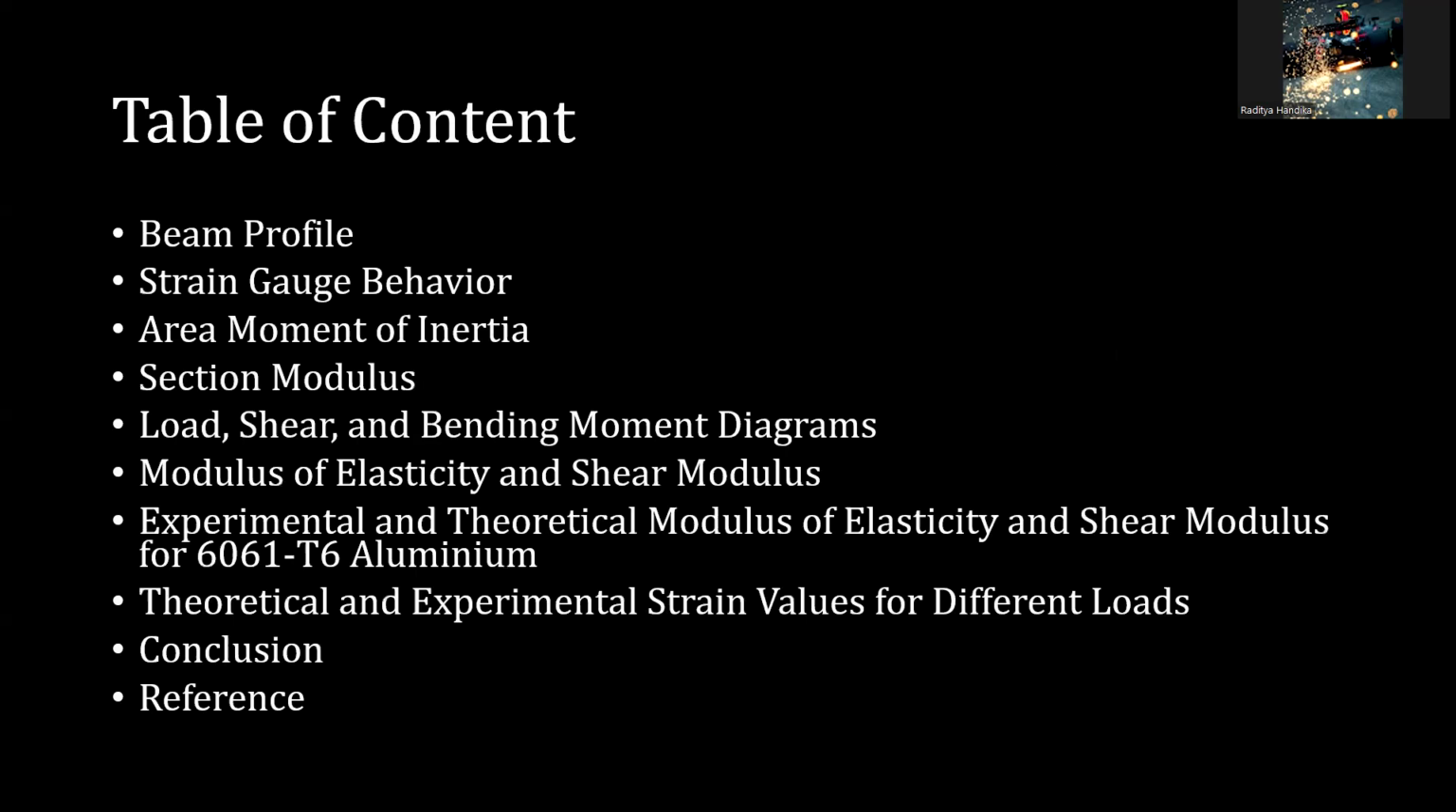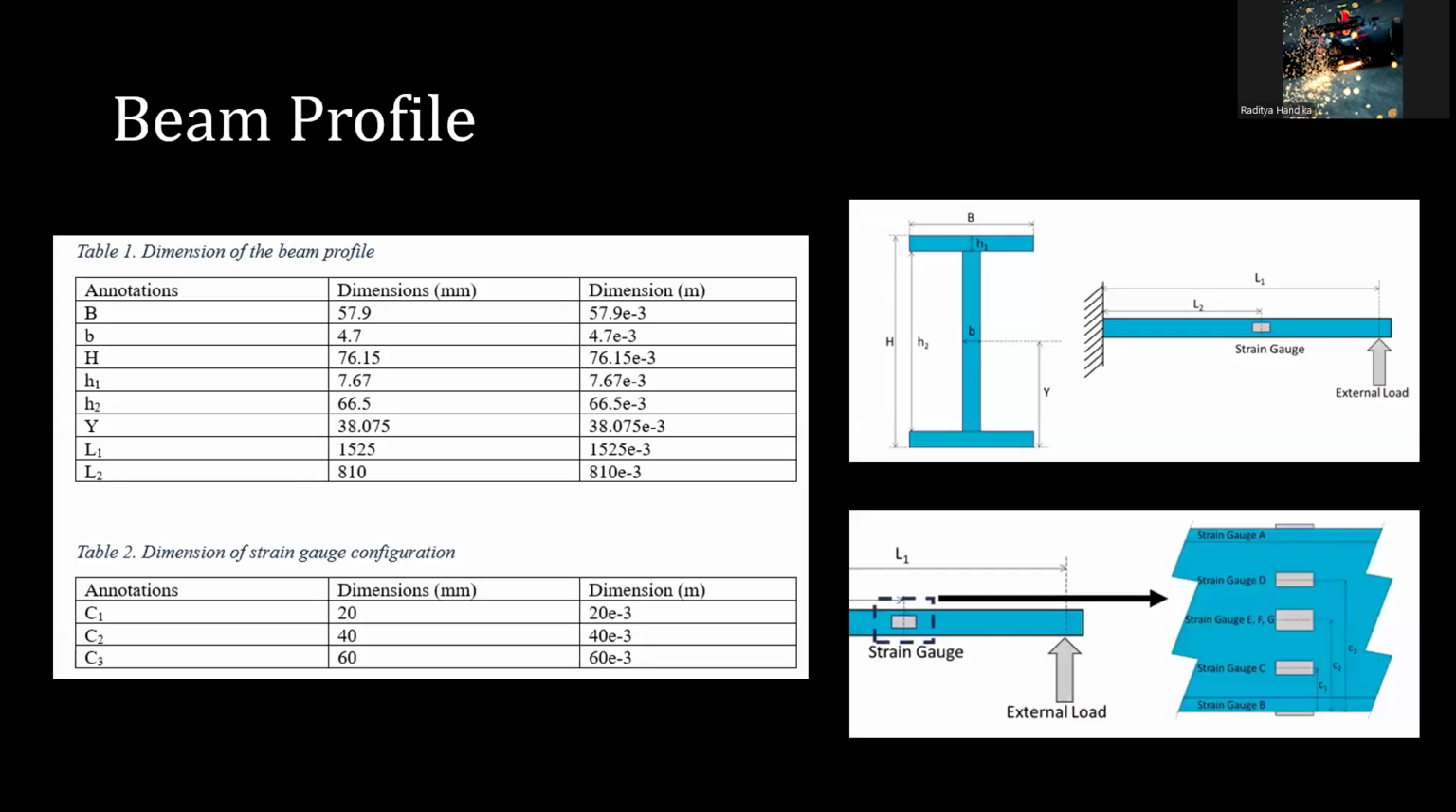So here is the table of content, and in this presentation, we will directly proceed to the experiment parameters and analysis. So the first topic is experimental measurement. As shown in the table here, the measurements were conducted on the I-beam with corresponding parameters. Another measurement was taken to determine the strain gauge position from the lowest part of the beam.